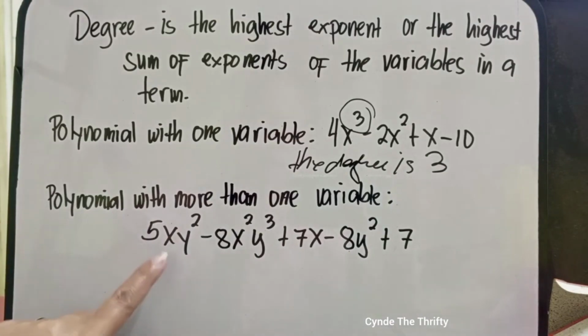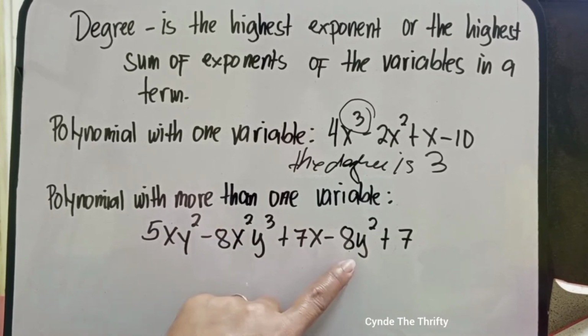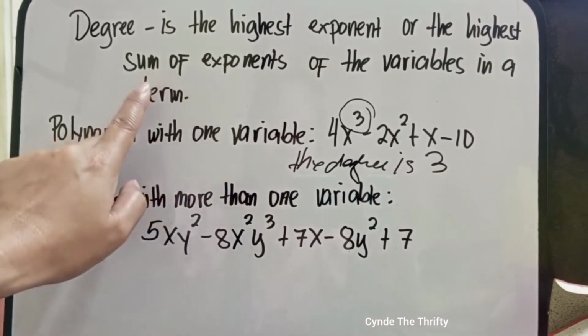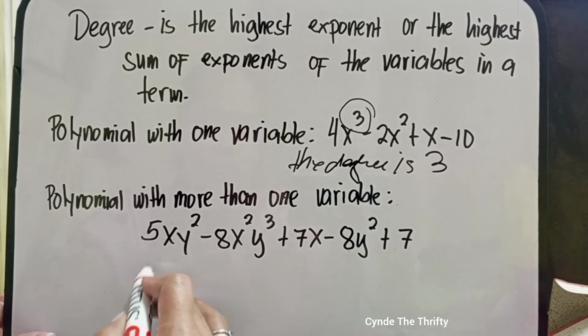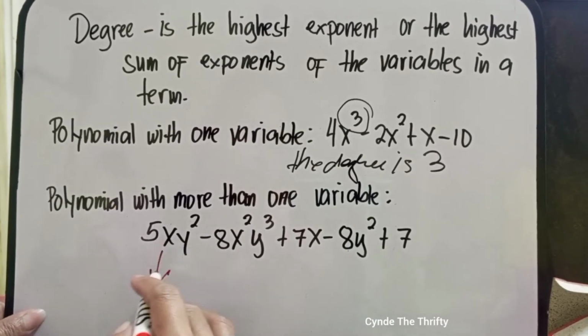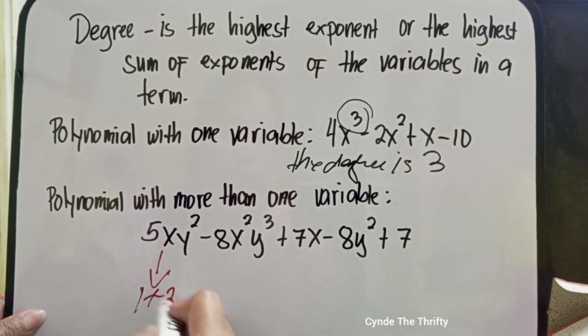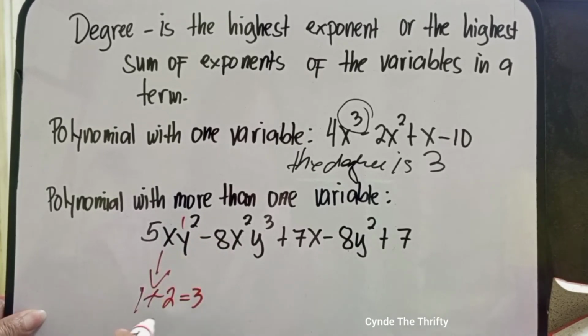So, meron tayo ditong 5xy squared minus 8x squared y cubed plus 7x minus 8y squared plus 7. Paano natin kukunin ang degree ng polynomial with more than one variable? I-sum natin ang kanyang exponent. So, ang gagawin natin is i-add natin ang kanyang exponent. So, dito, sa 5xy squared, meron tayong exponent na 1 plus 2 equals 3. So, meron 1 dito ang ating x. So, 1 plus 2 equals 3.